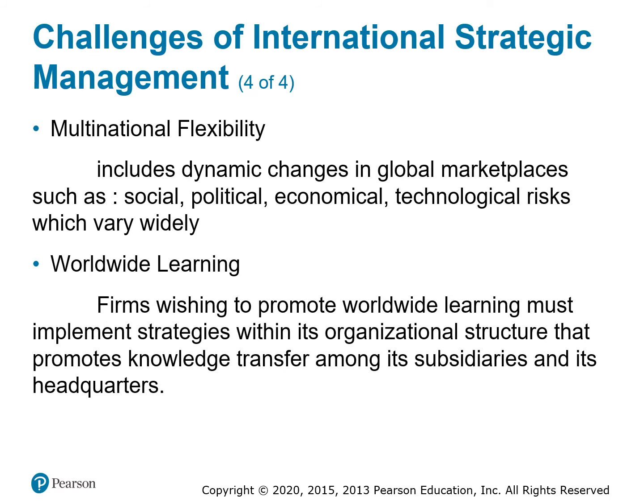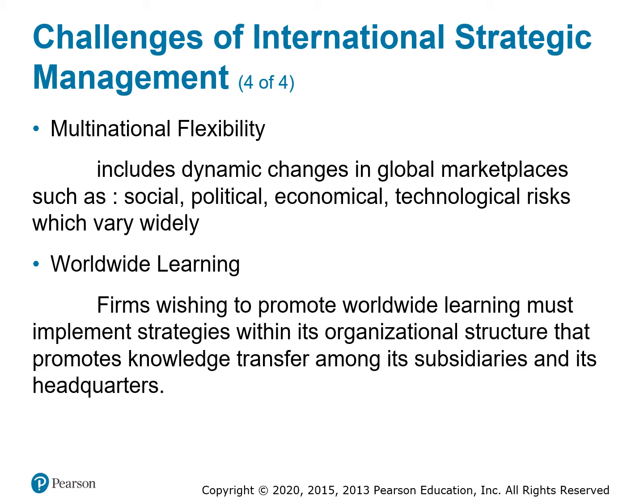Multinational flexibility. This challenge includes the dynamic changes in global marketplaces, such as social, political, economical, technological risks, which vary widely. Also note that these environments can change constantly. For example, in the food industry, there is an increase in the demand of chicken breasts due to consumers becoming more health conscious. In Russia and China, dark meat is preferred and considered tastier.